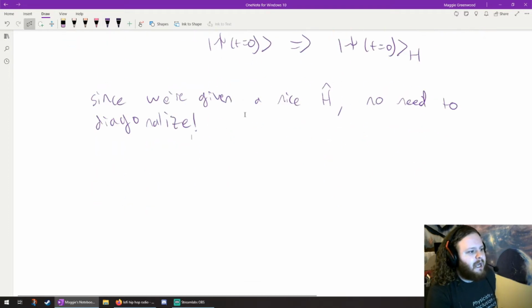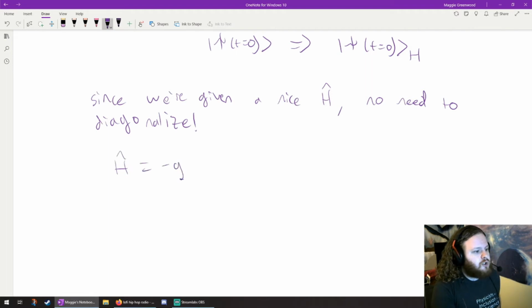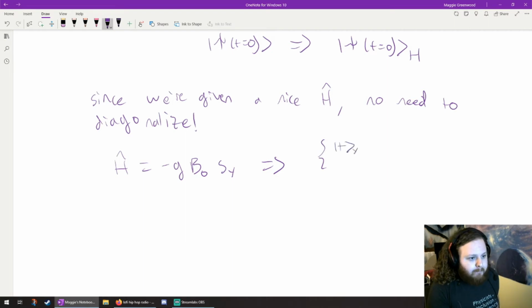Cool. So we don't need to diagonalize H, which is to find its eigenvectors and eigenvalues. So instead, I'm just going to start working with H. So H is minus g B naught Sy. And that tells me that its eigenvectors are plus and minus y, because none of the constants are going to change the eigenvectors. They're just going to scale the eigenvalues of this matrix.